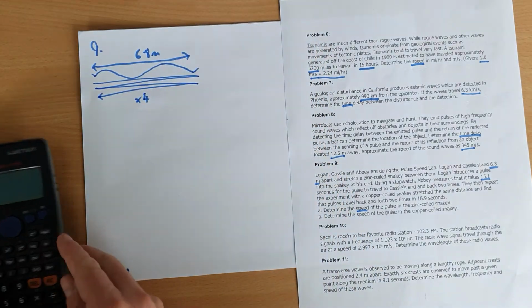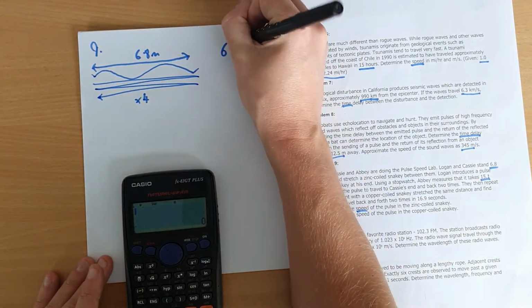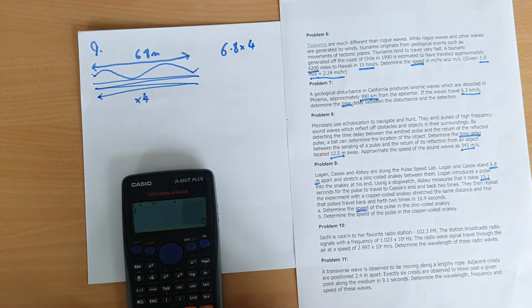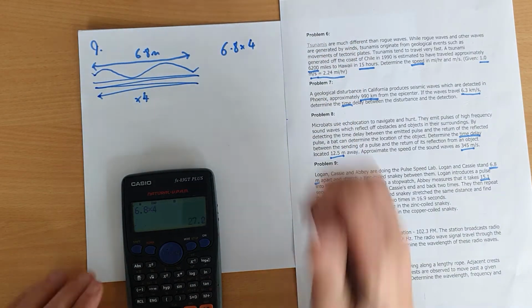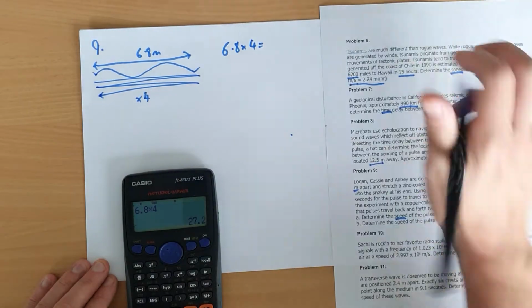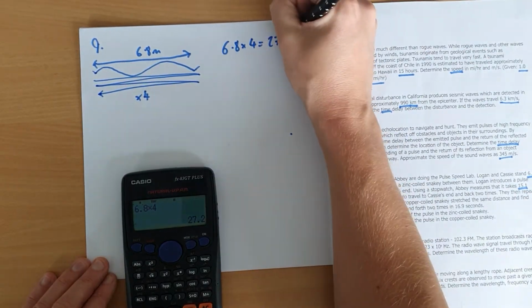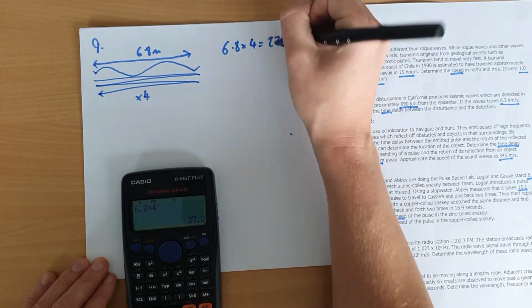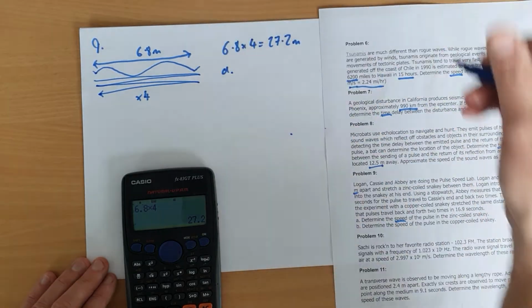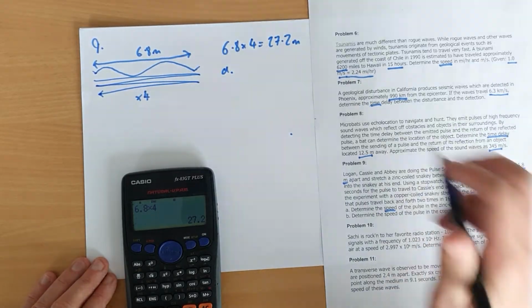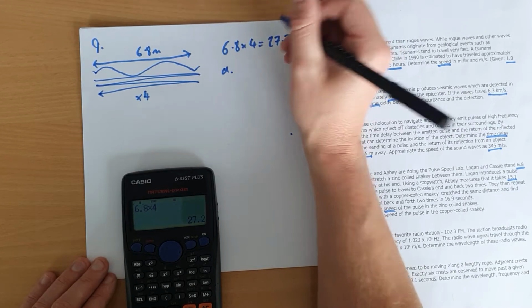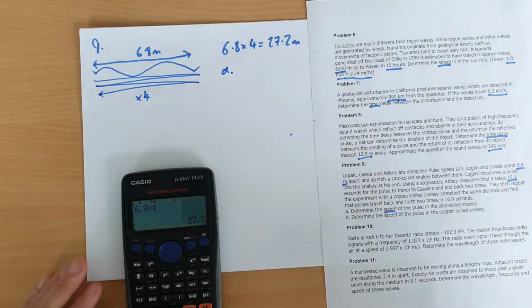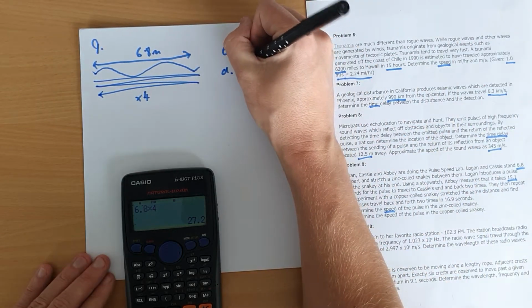So that would be 6.8 times 4. So it's travelled a total distance of 27.2 meters. And the first one, A, took 15.1 seconds. So again, what we're trying to calculate here is speed or velocity.